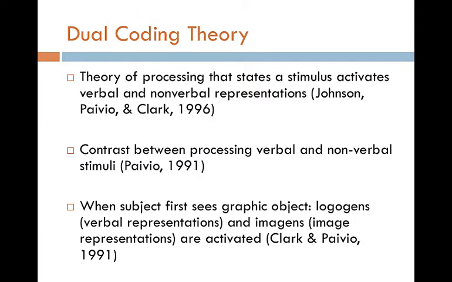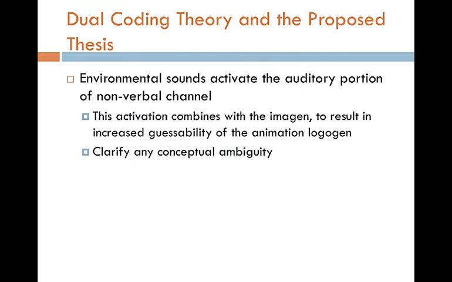The dual coding theory is a theory of processing that states a stimulus activates verbal and nonverbal representations within the brain. And this really looks at the contrast between processing verbal and nonverbal stimuli. So when a subject first sees a graphic object, the logogen, or the verbal representation, and the imagen, or the image representation, are both concurrently activated. And it has been shown that environmental sounds activate the auditory portion of the nonverbal channel. And this activation combines with the imagen to result in increased guessability of the animation logogen. And this helps to clarify any conceptual ambiguity.